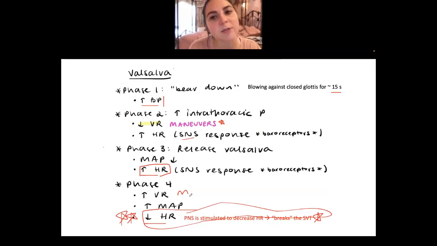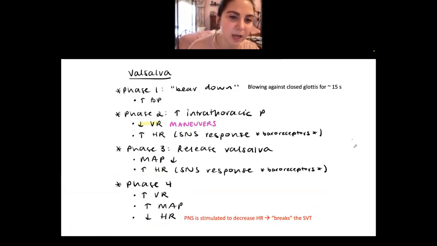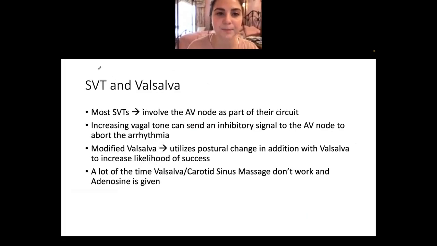Usually they try to do this before they give an antiarrhythmic, unless the patient is really, really struggling. But if you watch the video, he looked kind of fine, and then he was obviously feeling a lot better after he broke the SVT. But just remember, this is the physiology of the Valsalva maneuver. A lot of good cardiac physiology gets activated.